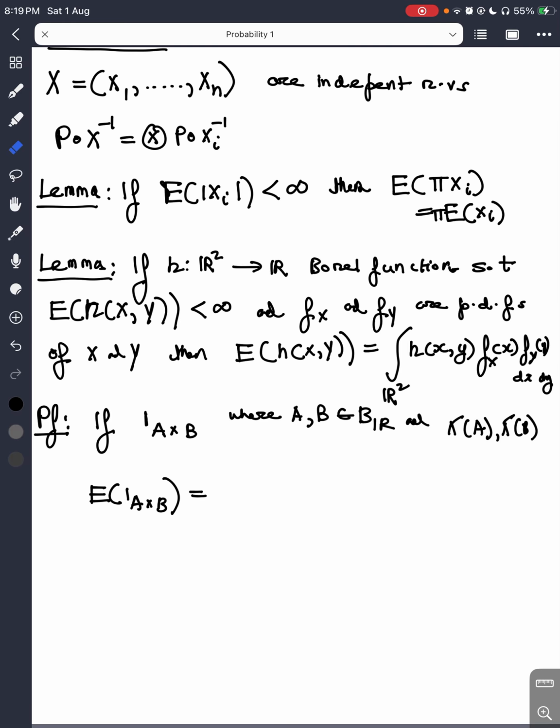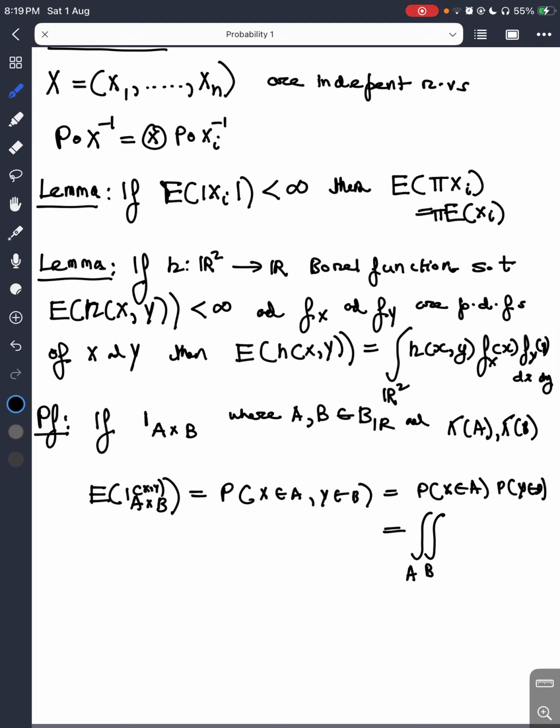So this is P of (X, Y), this is P of X belongs to A, Y belongs to B. So this is P of X belongs to A, by independence, times P of Y belongs to B. And this is A, this is B, and this we know is the integral of fX fY dy dx dy. So we are done. Now just use the monotone convergence theorem.